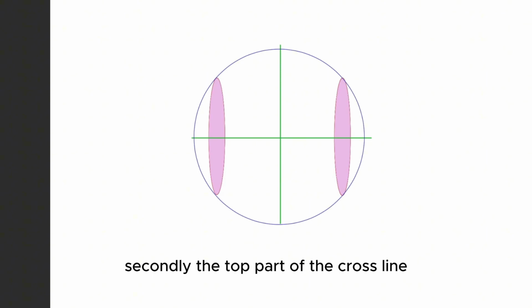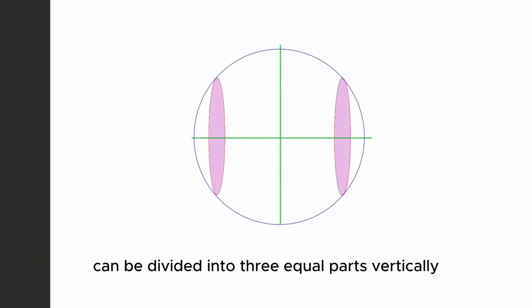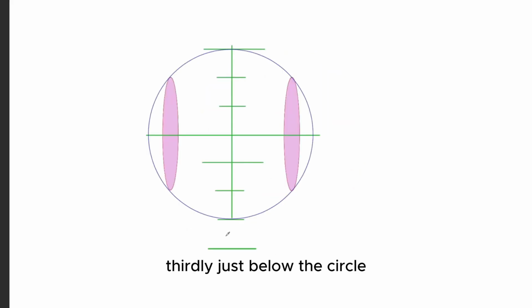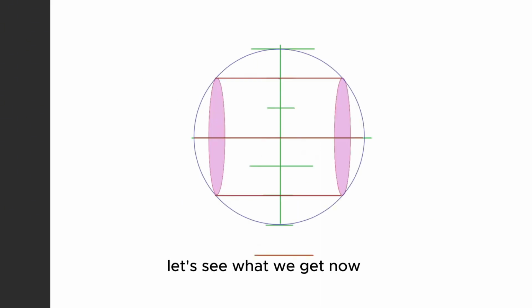Secondly, the top part of the cross line can be divided into 3 equal parts vertically, and we can do the same division for the bottom part as well. Thirdly, just below the circle, we can add another 1/3 line here. Let's see what we get now. We now have 3 equal portions, as indicated by the red lines. Each portion includes 2 1/3 lines. 1, 2, 1, 2, and 1, 2.